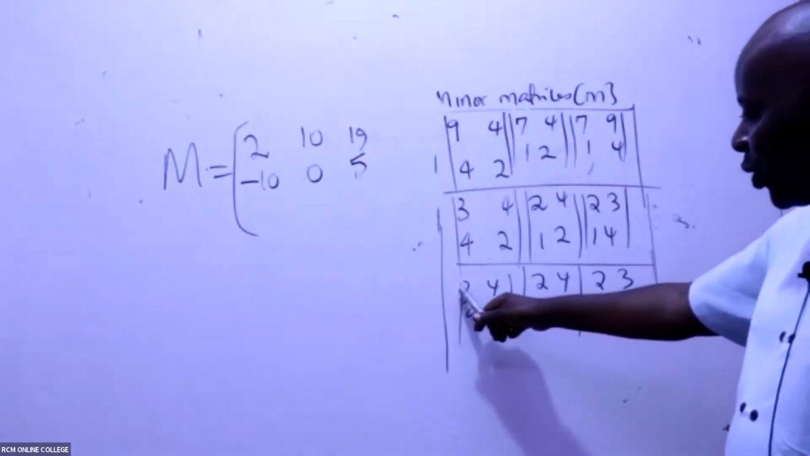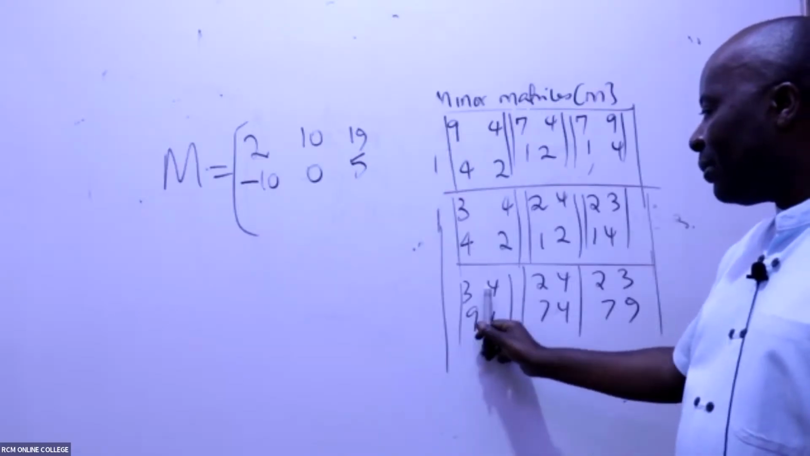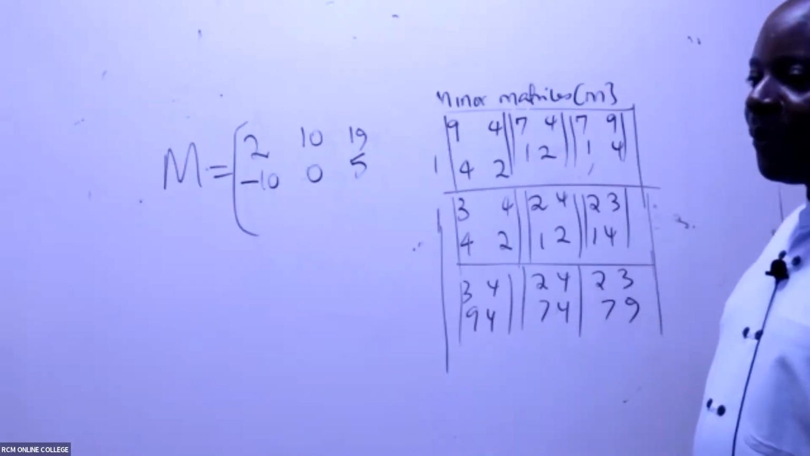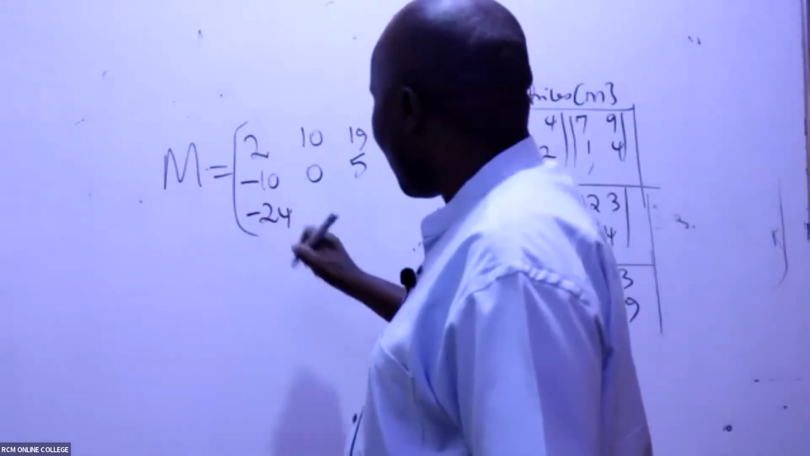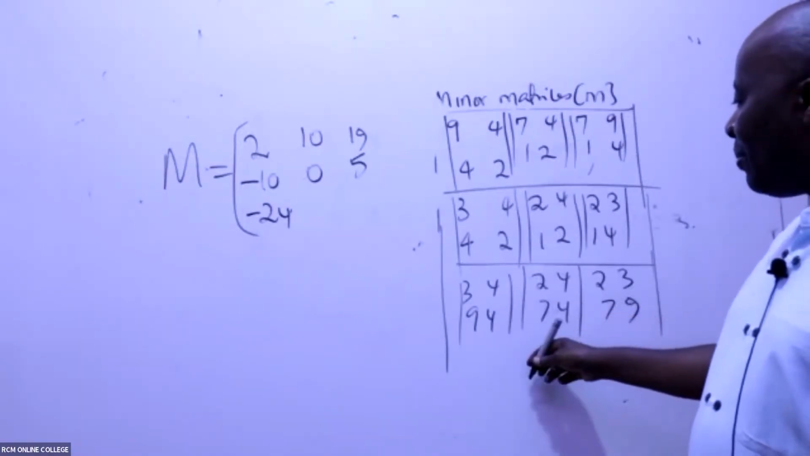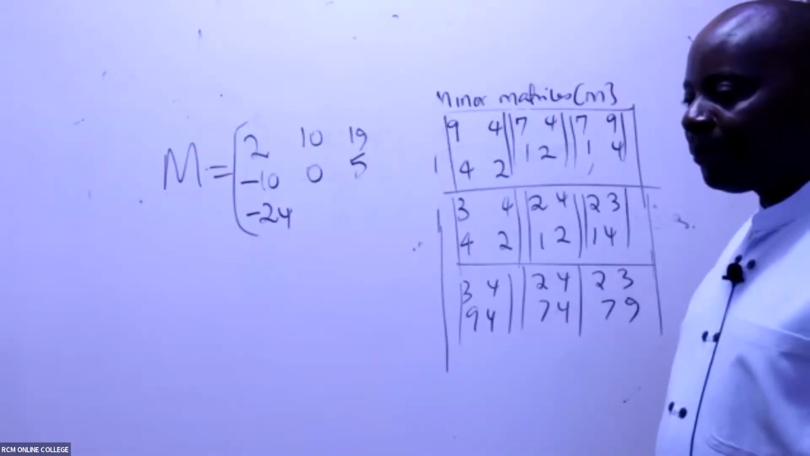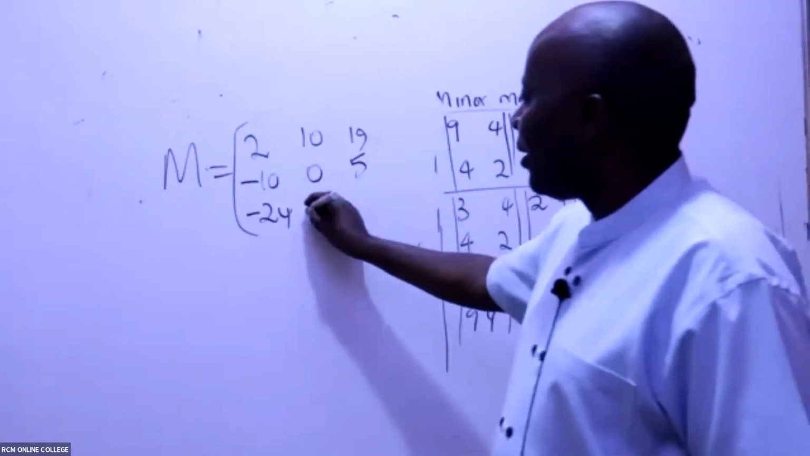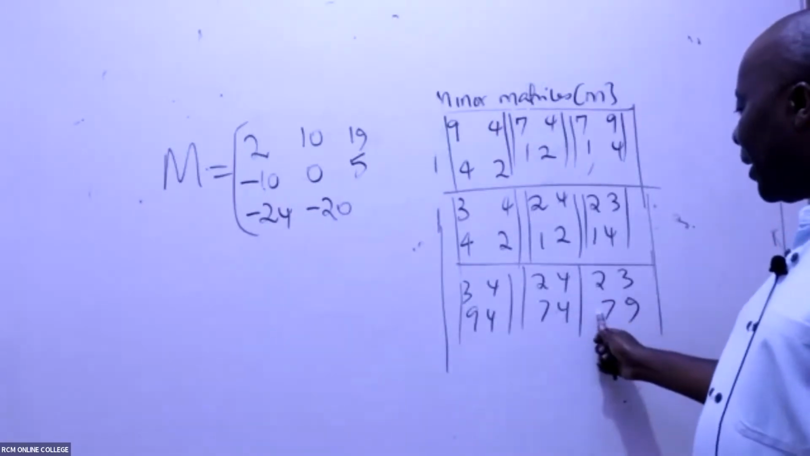So we come to this one here. This one will be 3 times 4 minus 9 times 4, which gives me minus 24. From there, we have here 2 times 4 minus 7 times 4, which will end up giving me what figure? Minus 20. Then we have the last one here, 2 times 9 minus 7 times 3.